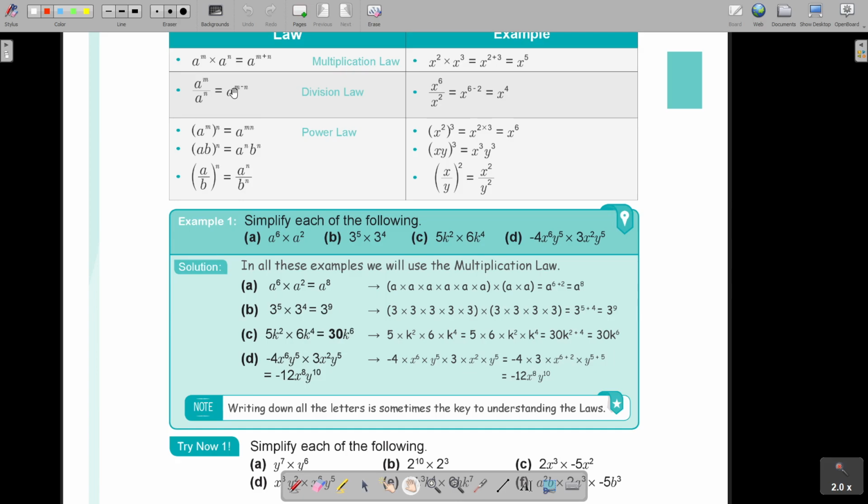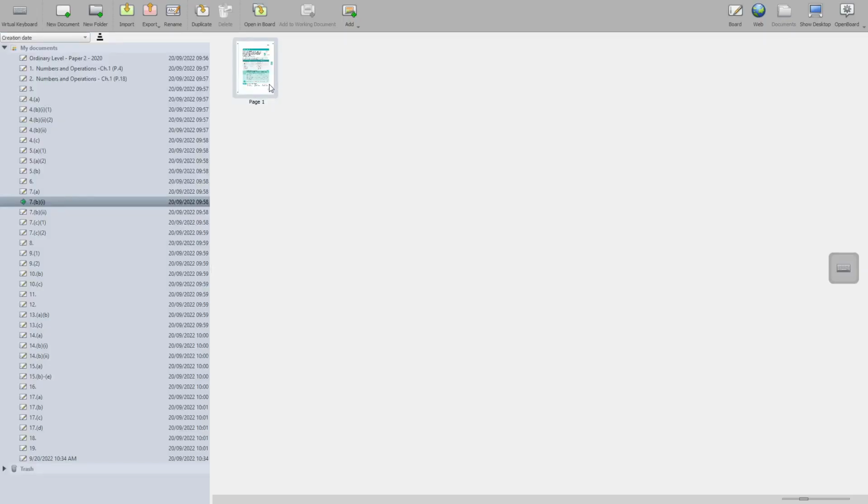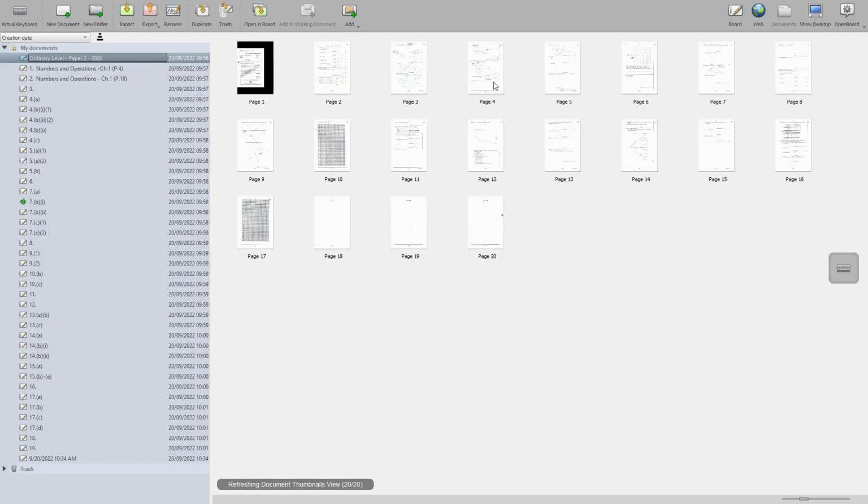So let's see if I see a division one. Example 1, I don't see a division one. It was all just multiply. So I just have to look there at the example. So 6 over 2, so it's 6 minus 2, and that's x to the power of 4. But that was so simple, the one in the question paper. I think that one will help you even.